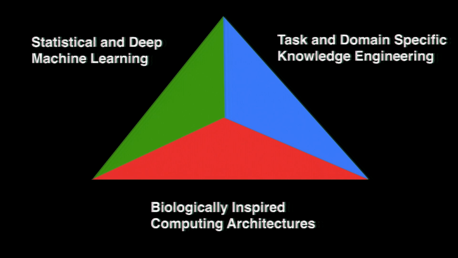Let's talk about AI vectors, how we get there. So we have statistical and deep machine learning, we have task and domain-specific knowledge engineering, and biologically inspired computing architectures. And in fact, most AI systems now use some version of all three.